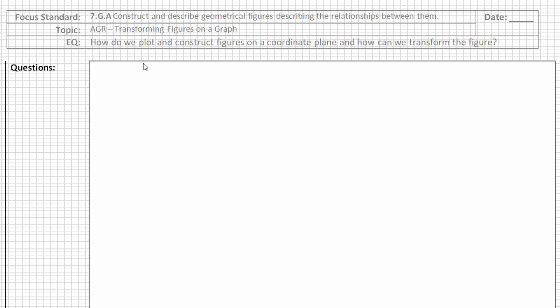And just a quick moment of clarification, we are transforming figures on a graph, and it says in our essential question that we're going to be plotting and constructing figures, so plotting points and graphing them on a coordinate plane, which is another name for a graph. With that quick clarification, let's go ahead and jump right in.